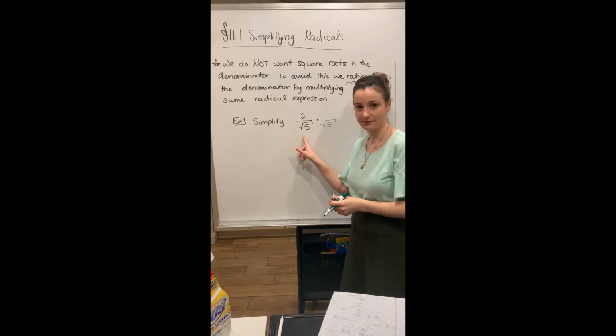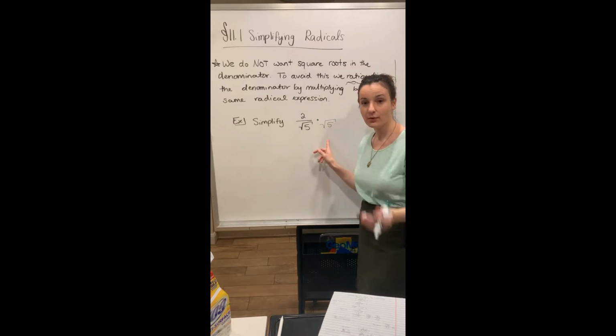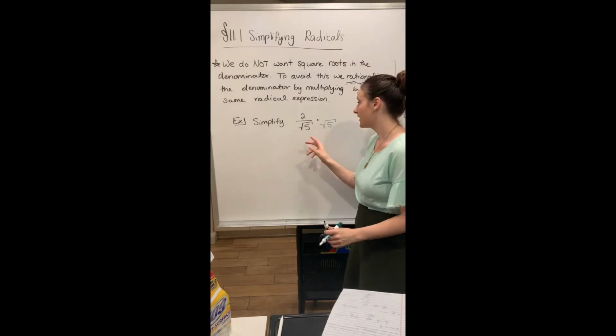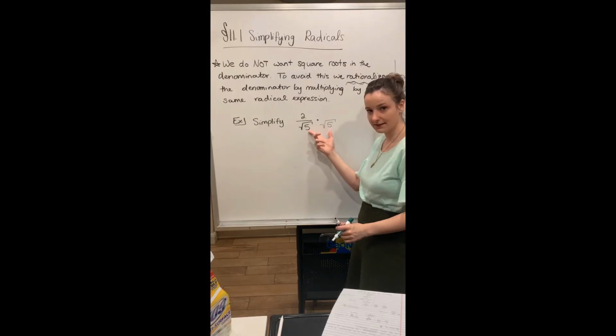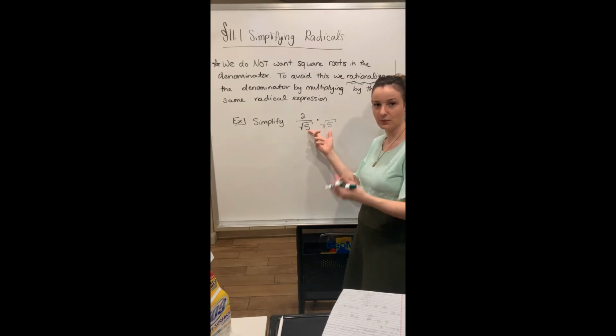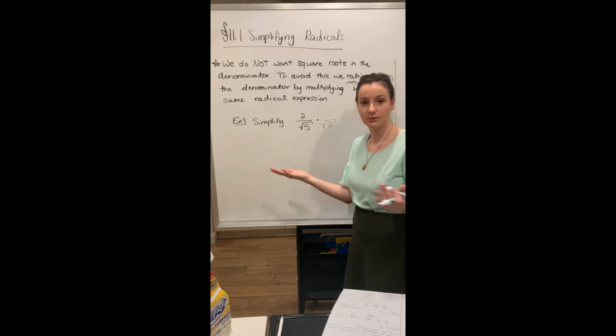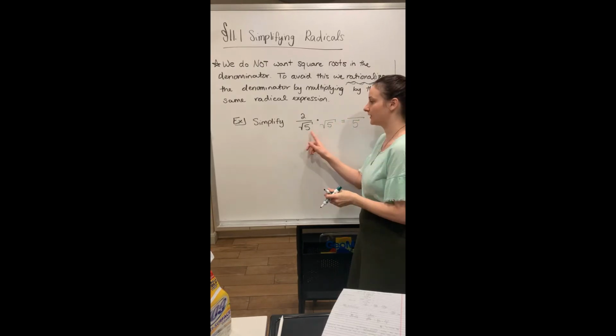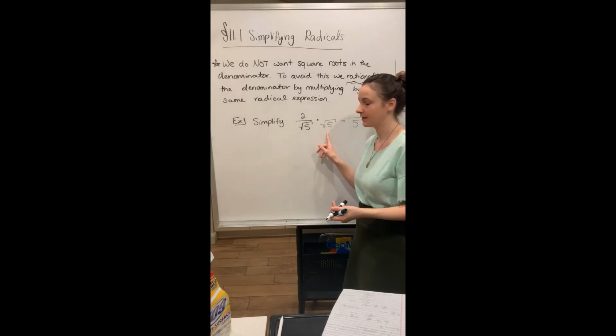Because if I have the square root of 5 times the square root of 5, according to the multiplication property that we learned earlier, now I can multiply the insides, which is going to be the square root of 25, which we know the square root of 25 is 5. So now I have essentially gotten rid of the square root in the denominator.